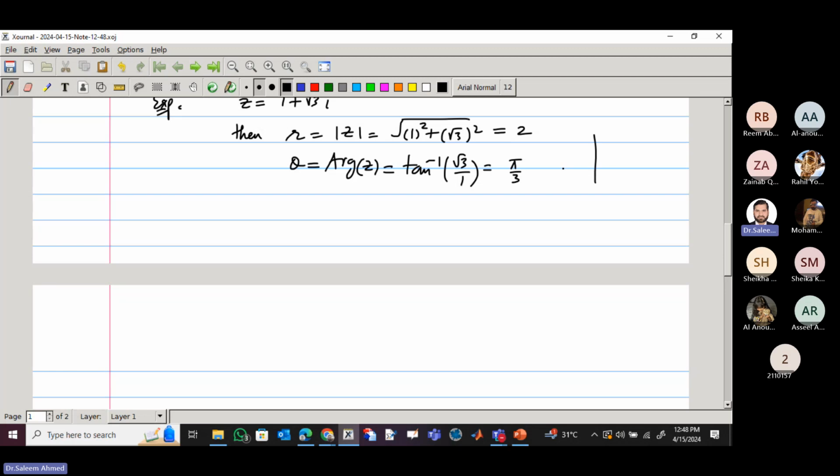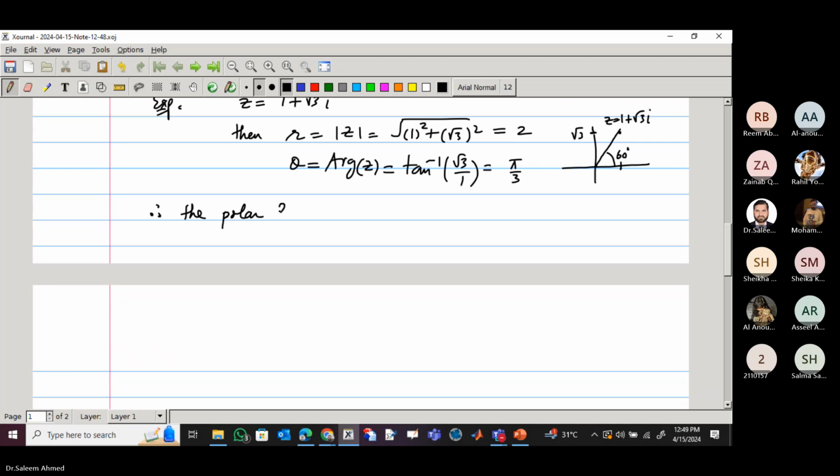Okay, because here you have 1 and square root of 3 is more than 1, right? So this is square root of 3. So this is your point. This is your complex number that is equal to 1 plus square root of 3 iota. So see that this is 60 degrees, right? 60 degrees can be written as pi by 3 radian. So therefore, the polar form of z is equal to r, which is 2 into cosine pi by 3 plus iota sine pi by 3. Okay.